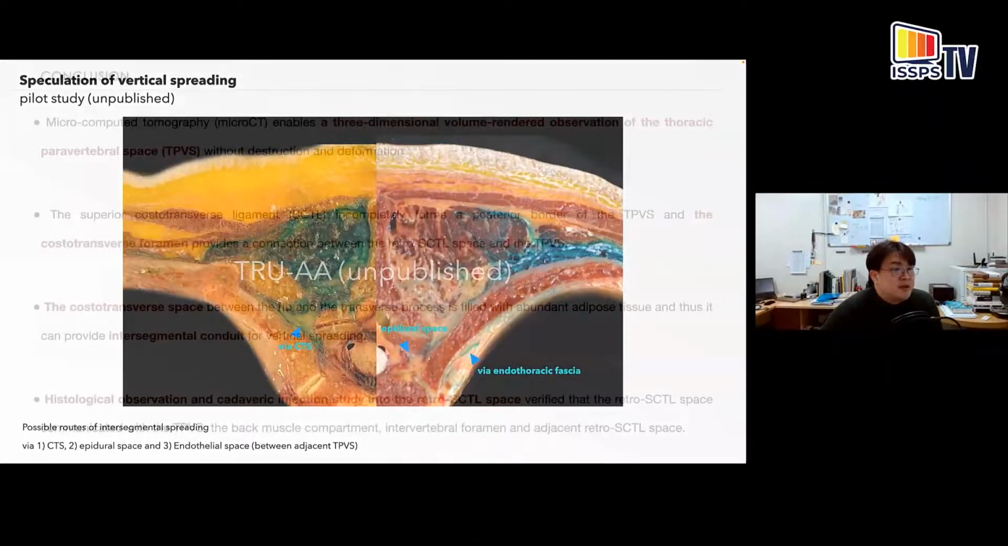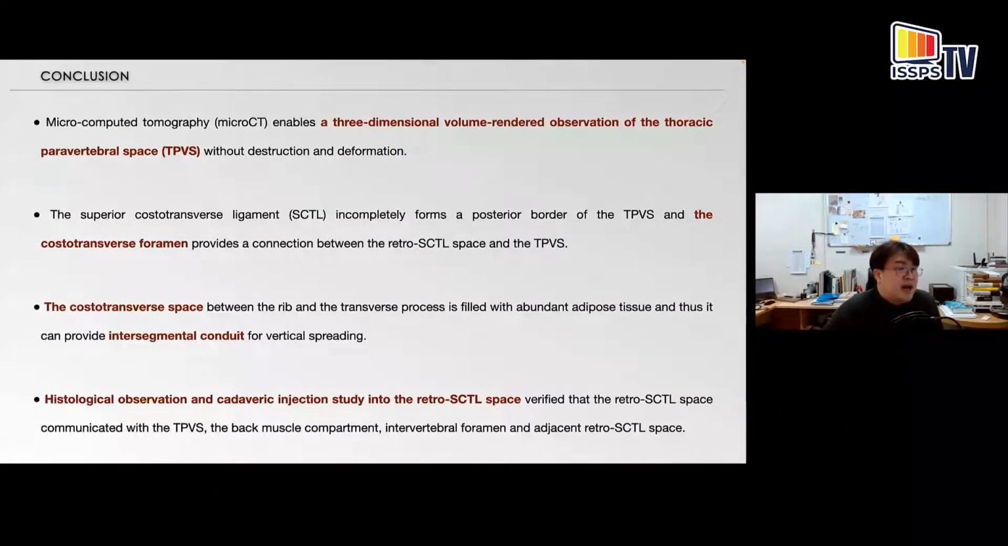In conclusion, many findings in our study highly corresponded to outcomes of previous studies. Using micro-CT, histological examination, and cadaveric injection, we can observe and verify the exact anatomy of the DPVS, SCTL, CTF, and lateral SCTL space. My team would try to apply micro-CT to investigate other complicated structures related to pain management.